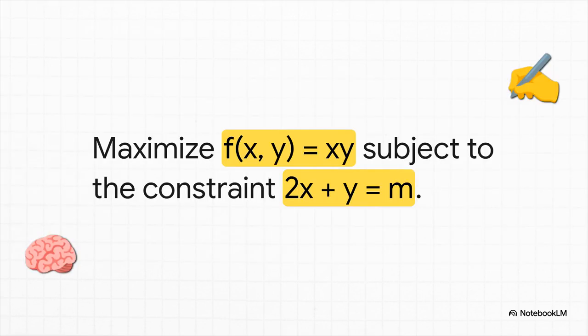All right, enough theory. Let's get our hands dirty with a classic example. Let's say we want to maximize the area of something, which is just x times y. But we have a constraint. Maybe the resources to build it, represented by 2x plus y, are fixed at some total amount, m. So how do we get the absolute biggest area possible?